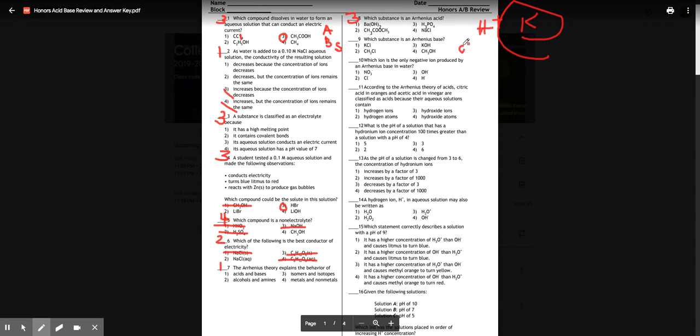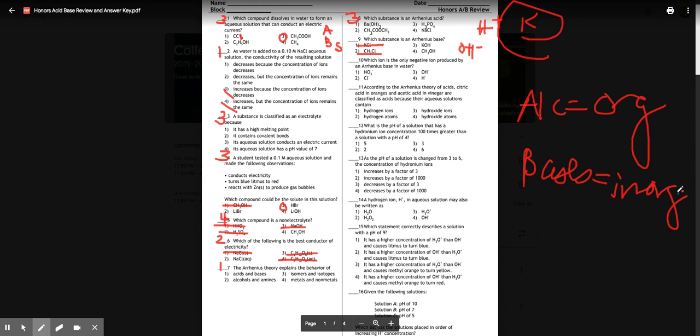Arrhenius bases give off OH minus or hydroxide in solution. So only 3 and 4 have OH minus. But it's that tricky one. Bases versus alcohols. Alcohols are organic. Bases are inorganic. So if you see carbon, this is not a base. This is an alcohol. Potassium is inorganic. That means it's not carbon. So that's our answer, base.